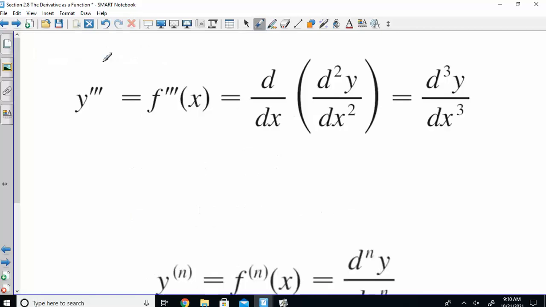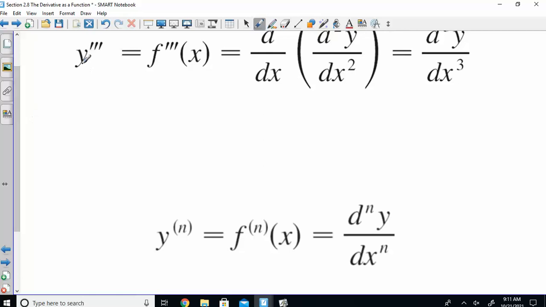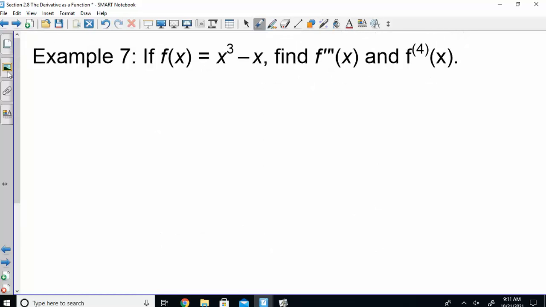So second derivative, I told you I'll put 2 tick marks. Third derivative, you can do 3 tick marks. Typically after 3, instead of putting tick marks, we just put the number. Now if I were doing the 5th derivative, I don't want to write 5 tick marks up there, so you would just put your little number if you wanted a higher derivative. So let's do a third derivative and the fourth derivative.